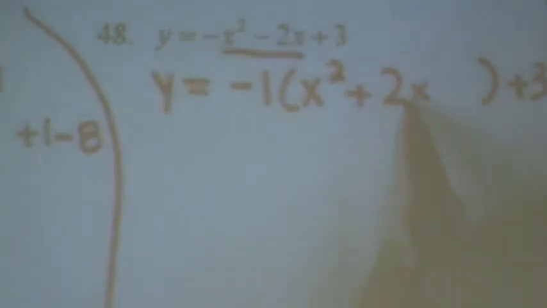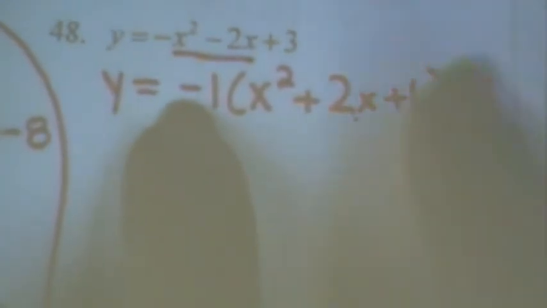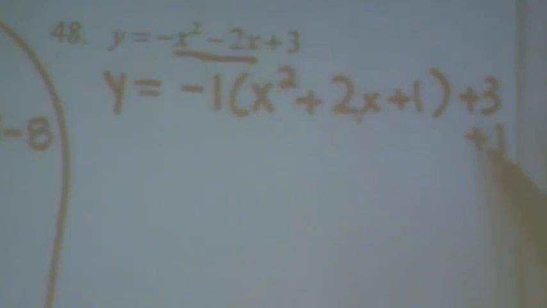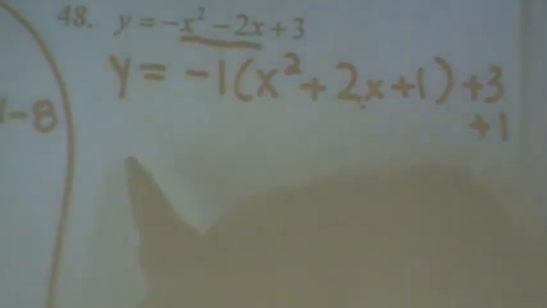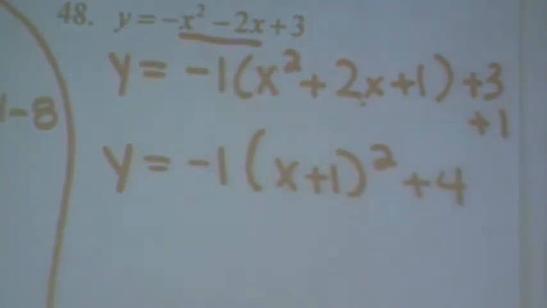Take half of 2, what's half of 2? 1, and square it. What's 1 times 1? 1. What did I really add here? Negative 1. So what am I going to add right here? A +1. You want it to be 0. You want to zero it out. What you added, you want to take away. So if we added -1, add 1. Now factor this. I'm going to find x plus 1 squared, and then 3 plus 1 is 4.